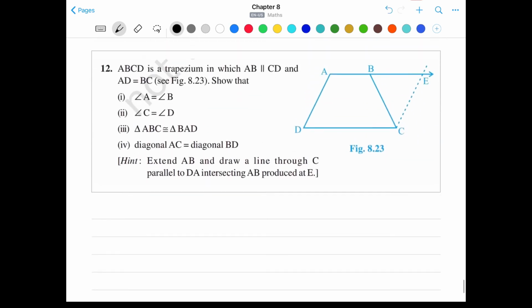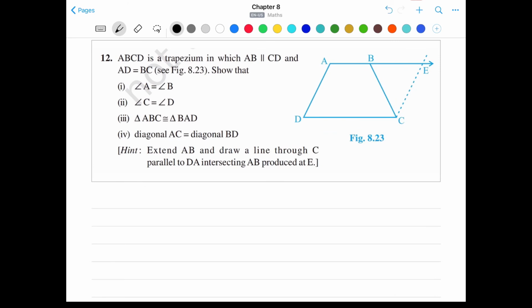Now come to the last question of this exercise. We have question number 12, which says ABCD is a trapezium in which AB is parallel to CD and AD is equal to BC. So we have this trapezium ABCD in which one pair of sides, AB and CD, are parallel, and the non-parallel sides, AD and BC, are equal.